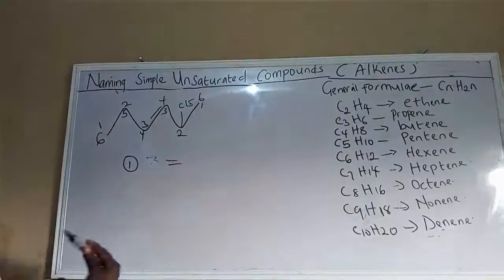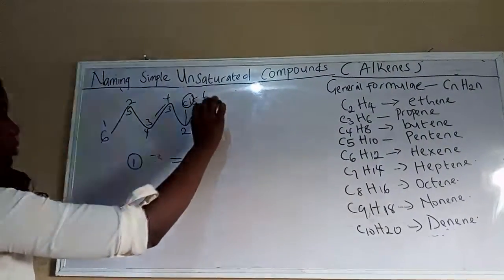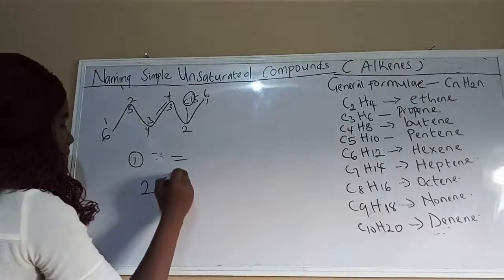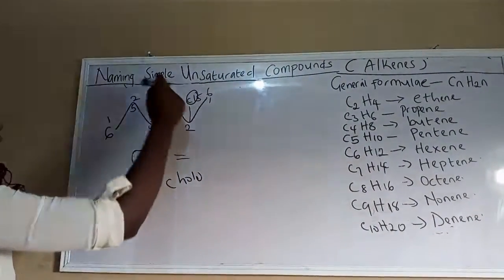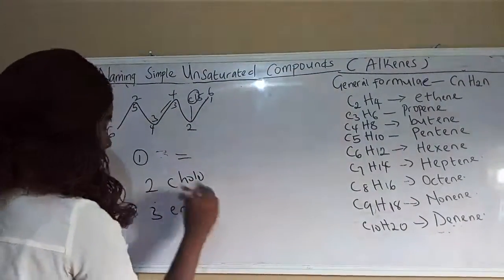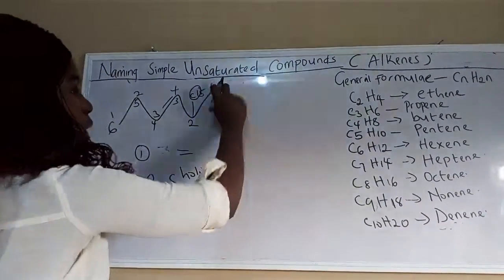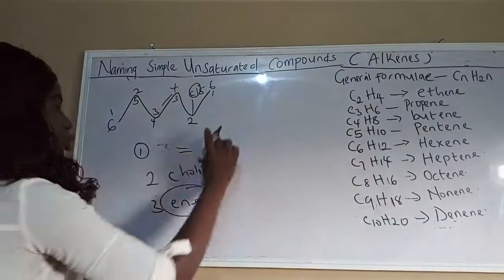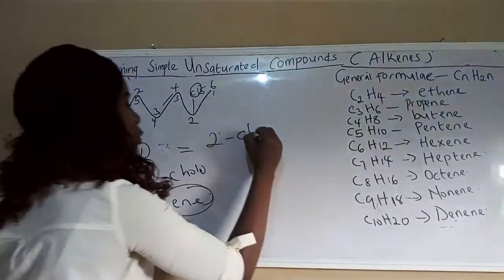Then also nearest to the constituent, which is also chlorine. So the nearest to the constituent is what? 2 chlorine, 2 chloro. Nearest to the double bond is 1, 2, 3. 3 in. This in means double bond. So when you have 6 carbon, is what? Hexane. So you have 2 chloro, because the chlorine is at the second carbon.